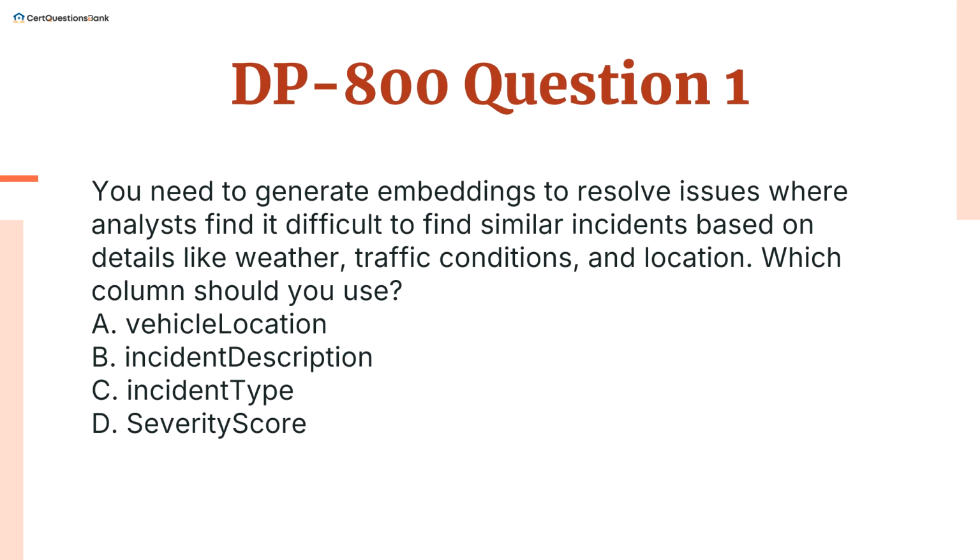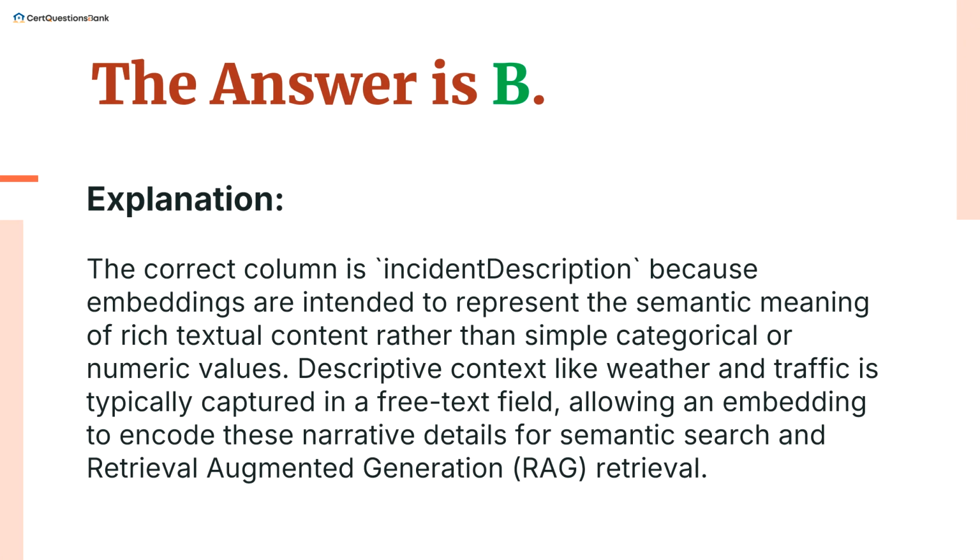You need to generate embeddings to resolve issues where analysts find it difficult to find similar incidents based on details like weather, traffic conditions, and location. Which column should you use? A. Vehicle location. B. Incident description. C. Incident type. D. Severity score. The answer is B.